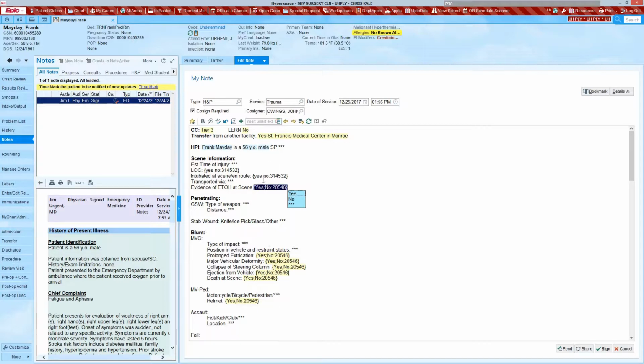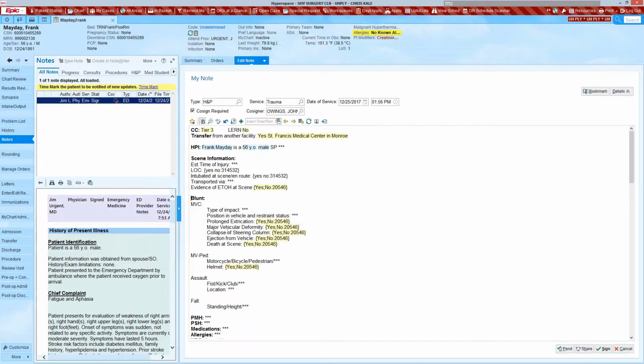The next section lets you designate the type of trauma, whether it's penetrating or blunt. You would delete all the sections that are not pertinent. So in our case, we'll delete all the sections that aren't MVC. Then we'll use the MVC section to further delineate the type of impact, position in vehicle, whether or not there was extrication, vehicular deformity, steering column collapse, ejection, or a death at the scene.